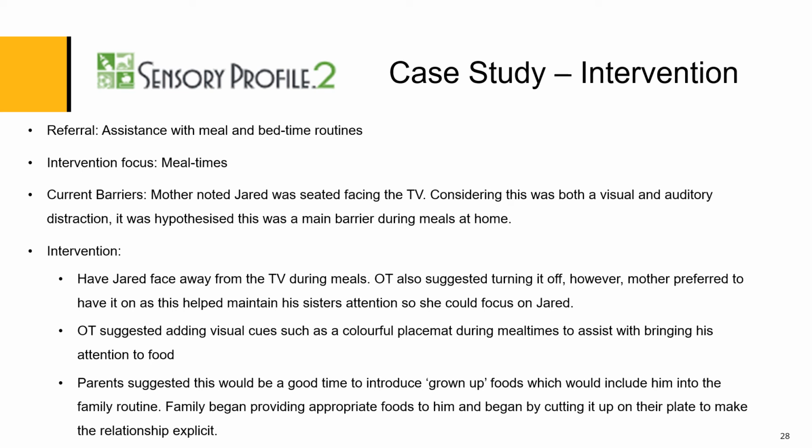The OT also suggested adding visual cues such as coloured placemats during meal times, which would assist to bring his attention to the food. And another great addition was a parent's suggestion that it would be time to introduce grown-up foods, which would make him feel a bit more included in the family routine as well. So the family began providing appropriate foods to him and cutting them up on their plate to really show the link between the family.